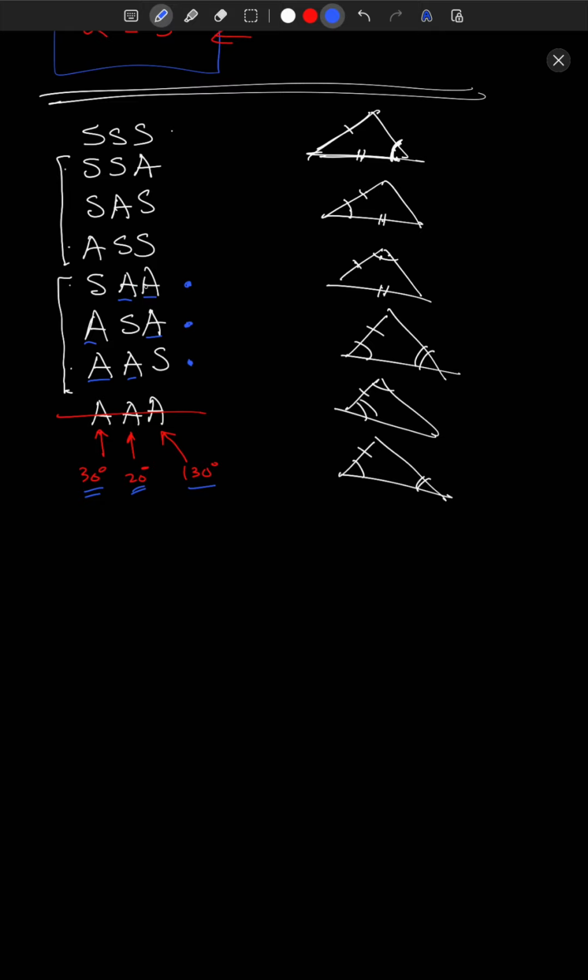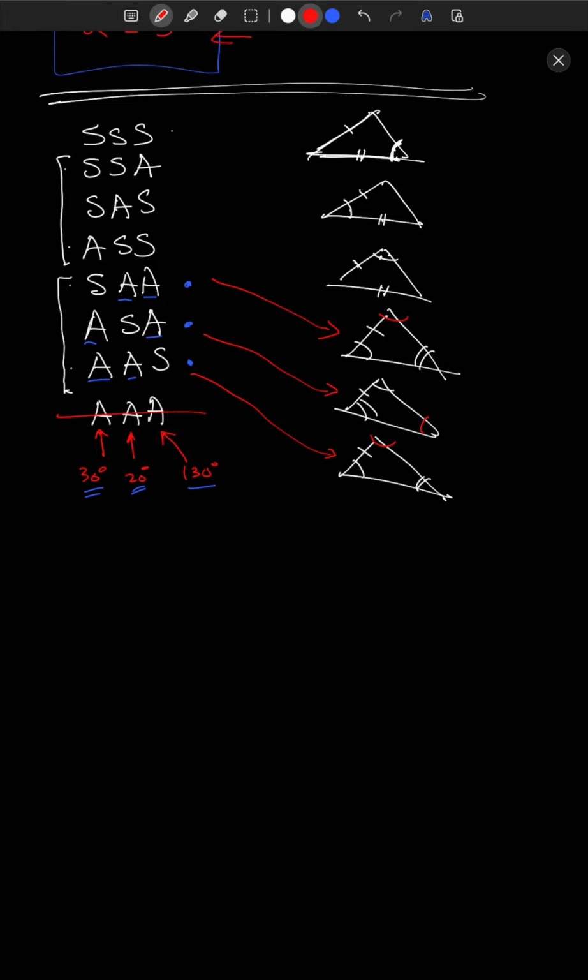So giving two angles automatically gives me the third angle. Here's the picture for SAA, this one is ASA, this one is AAS. But again, if I know these two angles, then automatically I know that third one. So if you look at all these pictures, they're all the same in a way, in that I know all three angles and one of the sides. So these three are all going to behave exactly the same.